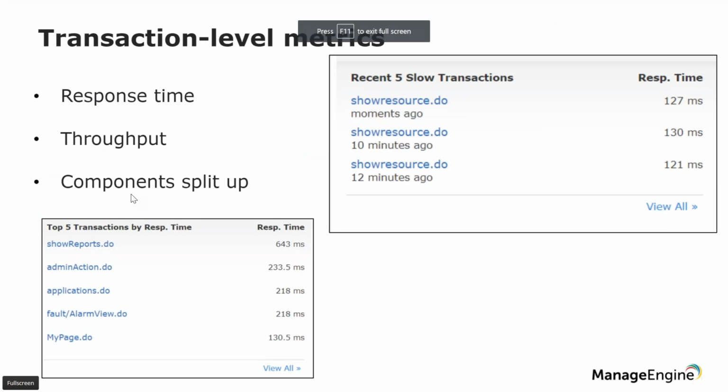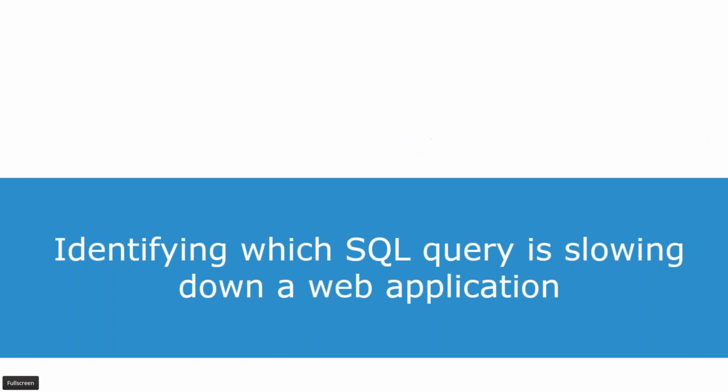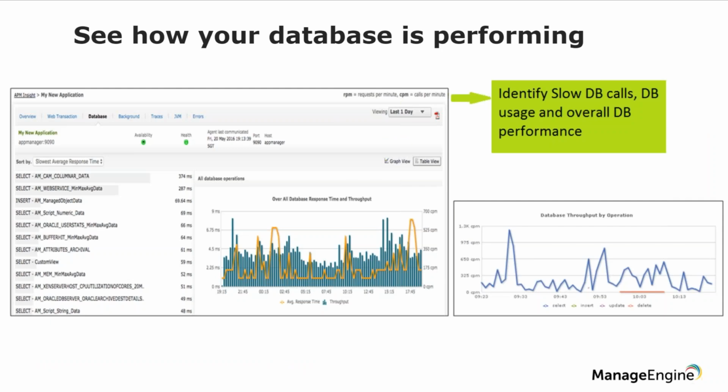So this is all about the response time, throughput, and the various split up we saw, and how to install and configure them. The next is how to identify which SQL query is slowing down your web app. In APM Insight, we have an option where you can see the SQL query which is consuming more time. You can identify slow database calls or database usage, and based on that, the overall performance can be monitored.